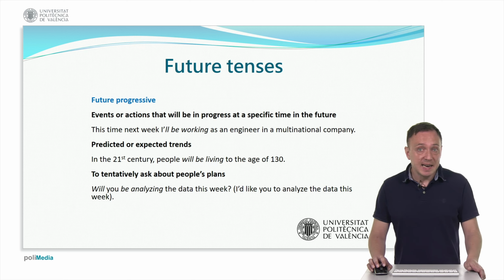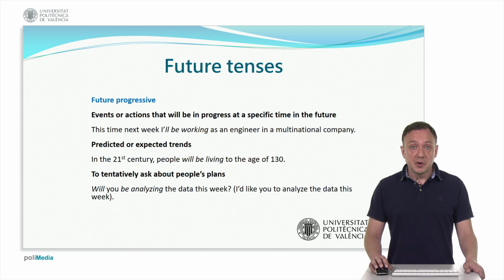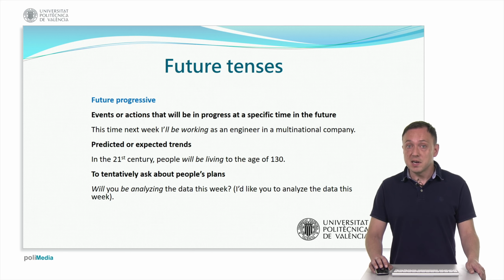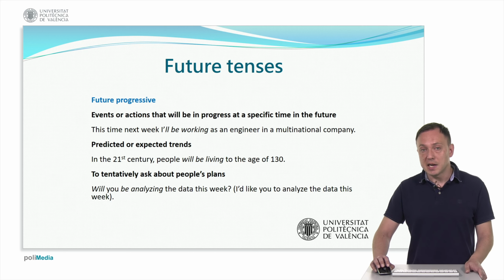The penultimate tense that we are going to study is the future progressive. It is used to talk about events or actions that will be in progress at a specific time in the future. For example, this time next week, I'll be working as an engineer in a multinational company. It is also used for predicted or expected trends. For example, in the 21st century, people will be living to the age of 130.